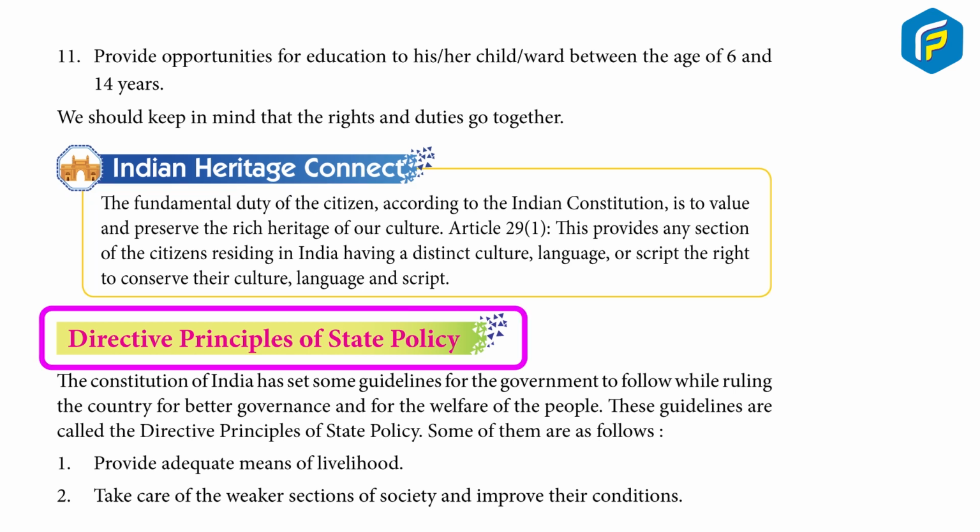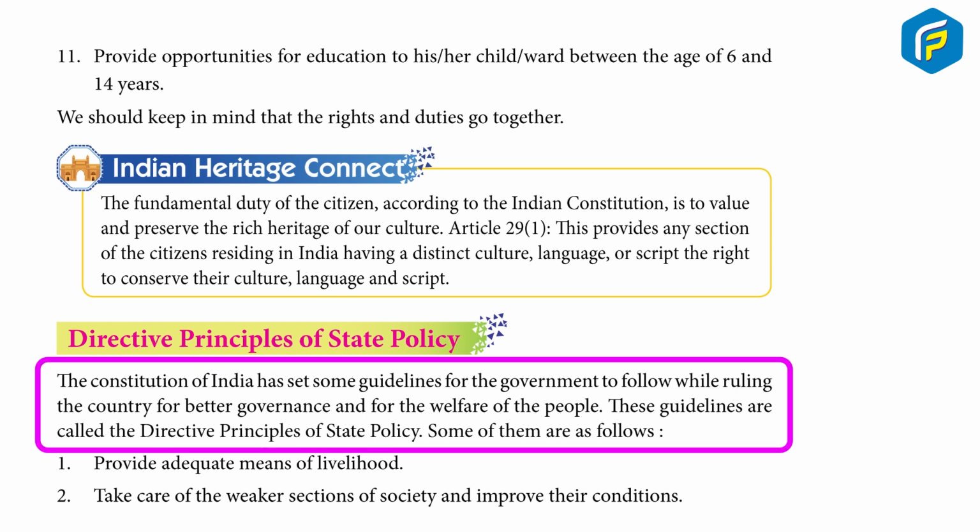Directive Principle of State Policy. The Constitution of India has set some guidelines for the government to follow while ruling the country for better governance and for the welfare of the people. These guidelines are called the Directive Principles of State Policy. Some of them are as follows.